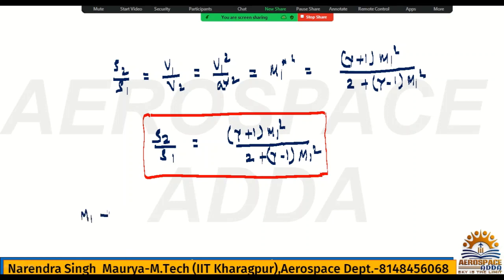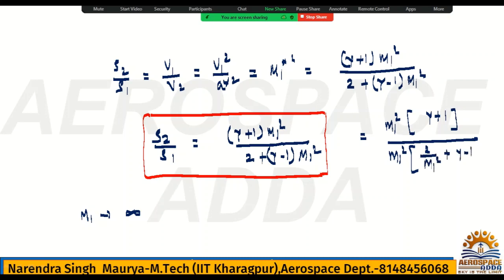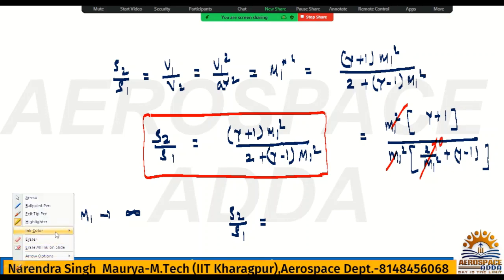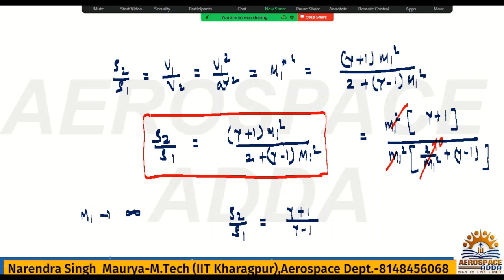Now, if M1 approaches infinity, then what will happen? Take M1 square common here, and what you will get: gamma plus 1 as it is, divided by M1 square common, then 2 upon M1 square plus gamma minus 1. So check what you will get. Rho2 by rho1 is equal to, because M1 approaches infinity, this 2 by M1 square value will be zero. They have asked this value in GATE, gamma plus 1 divided by gamma minus 1. Please remember this value also.